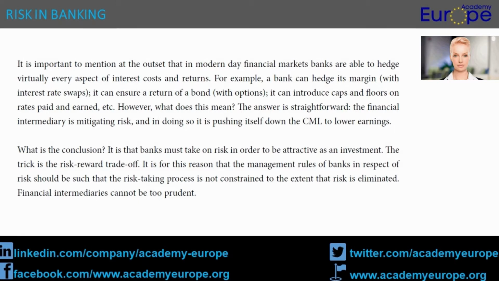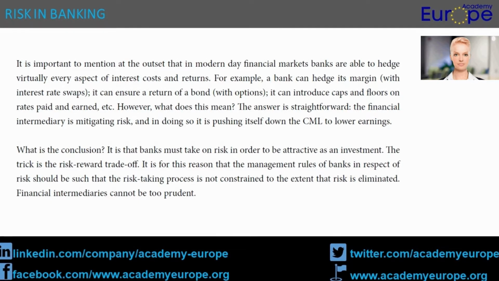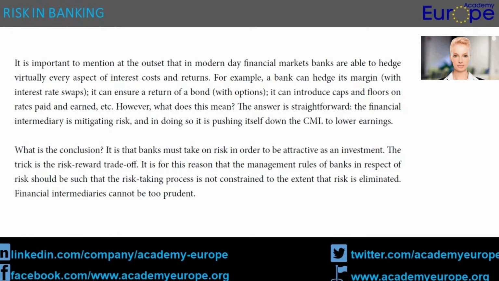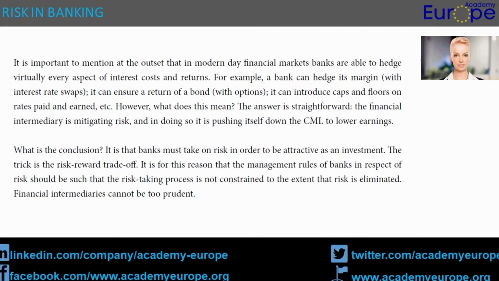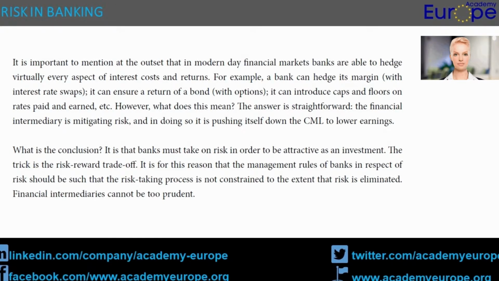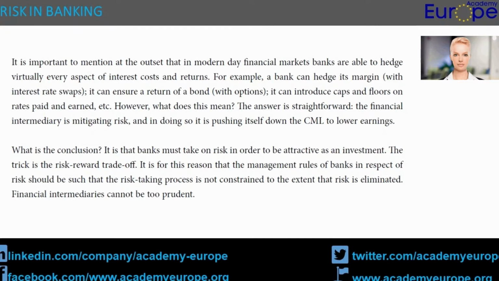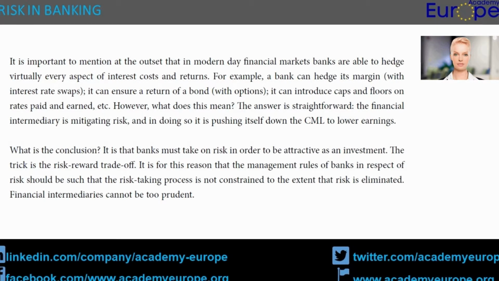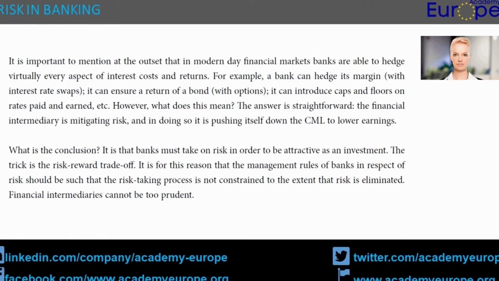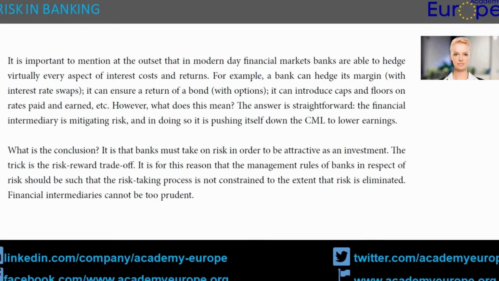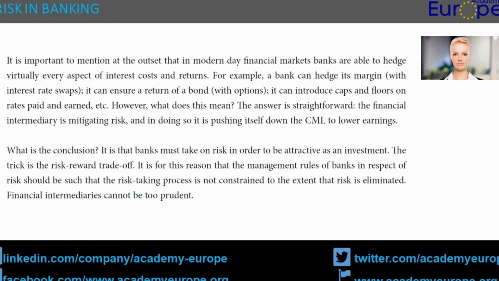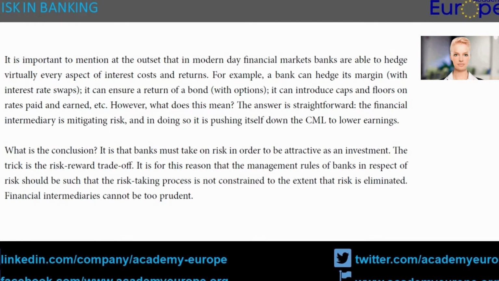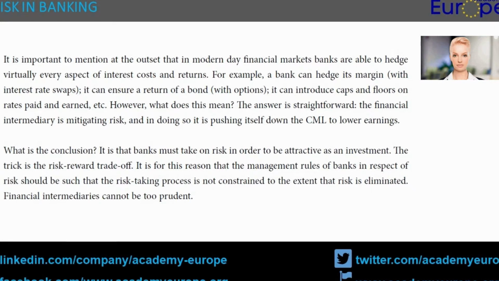For example, a bank can hedge its margin with interest rate swaps; it can ensure a return on a bond with options; it can introduce caps and floors on rates paid and earned, etc. However, what does this mean? The answer is straightforward: the financial intermediary is mitigating risk, and in doing so it is pushing itself down the CML to lower earnings. What is the conclusion? It is that banks must take on risk in order to be attractive as an investment. The trick is the risk-reward trade-off.